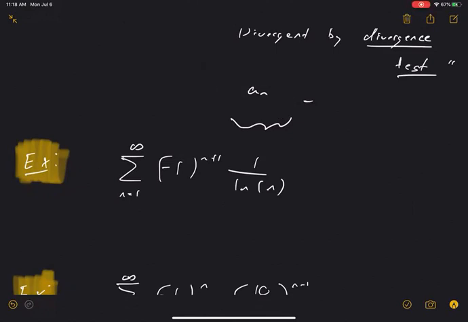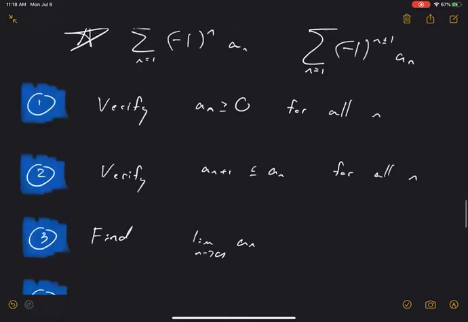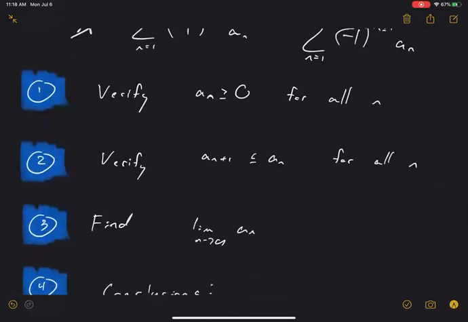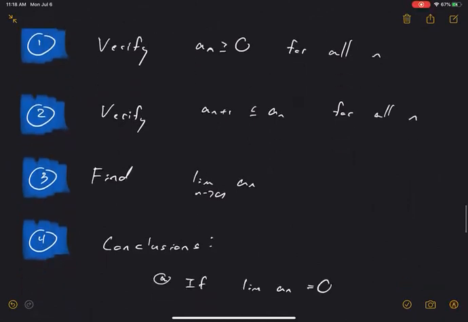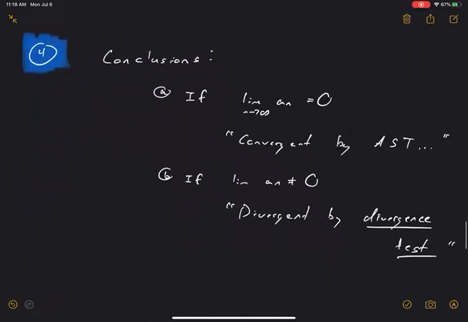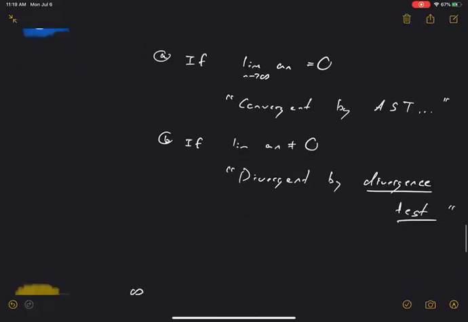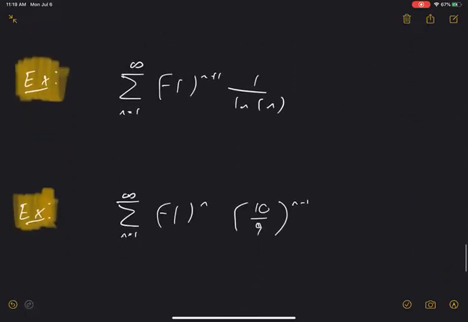So what I'm trying to hammer home here is when you see an alternating series, do your first 3 steps. Verify your conditions 1 and 2, find your limit of the numerical part, and then based on this limit, we have 2 possibilities. If the limit is equal to 0, we're going to say convergent by alternating series test. If the limit does not equal 0, we're going to say divergent by divergence test. Okay, so very important point there. Now let's just see a couple examples real quick.